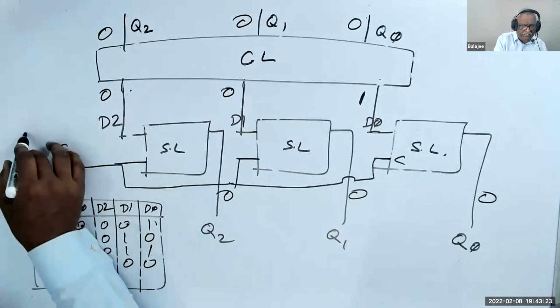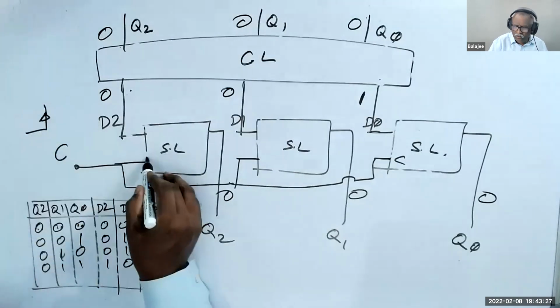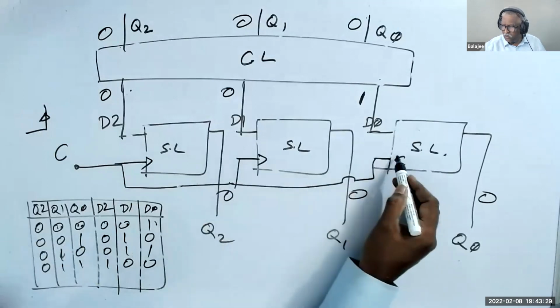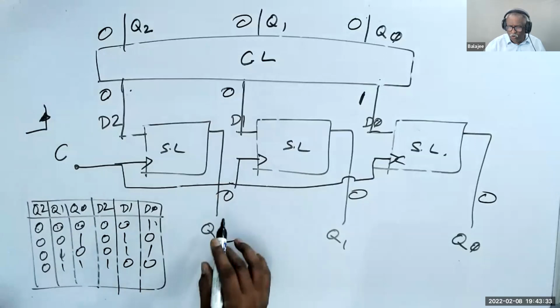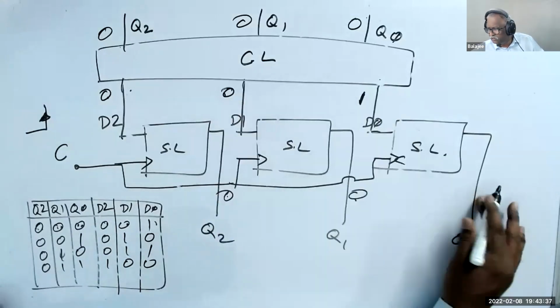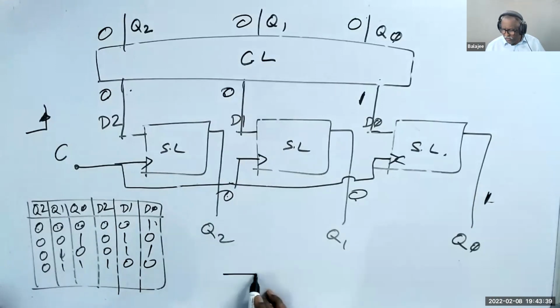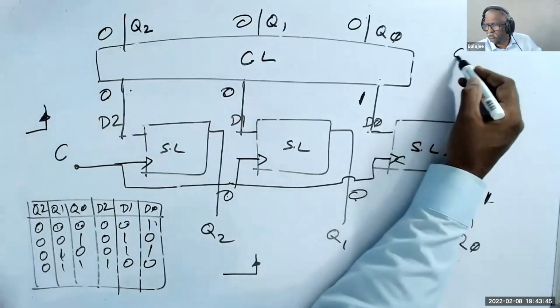Now, when the C is rising edge, during the rising edge, this 0 will go here, this 0 will go here, this 1 will go here. See here? Now, when a rising edge comes, the output moves from 0, 0, 0 to 0, 0, 1.